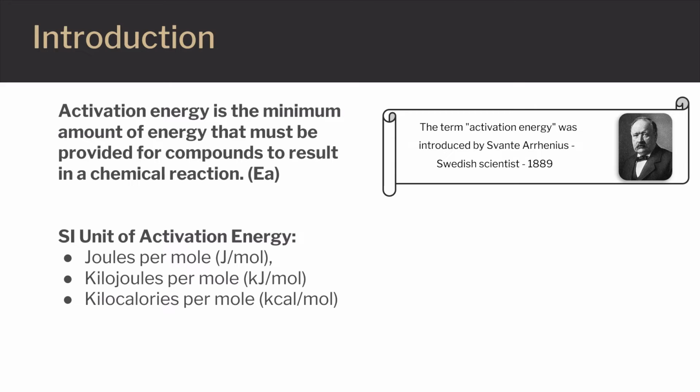For a chemical reaction to proceed at a reasonable rate, the temperature of the system should be high enough such that there exists an appreciable number of molecules with translational energy equal to or greater than the activation energy. The term activation energy was introduced in 1889 by the Swedish scientist Svante Arrhenius.